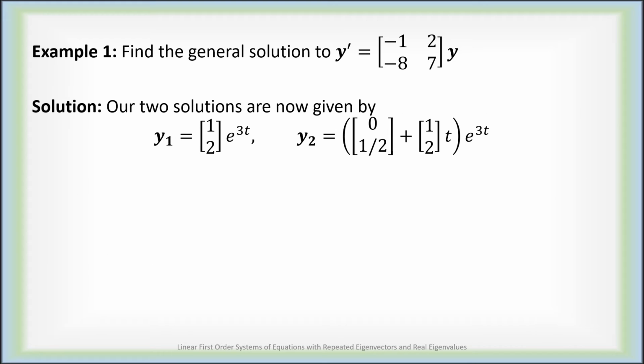So we now have two linearly independent solutions to our differential equation. They are the eigenvector times e to the eigenvalue t, and then the generalized eigenvector plus the eigenvector times t, times e to the eigenvalue t. This means our general solution is of the form c1 y1 plus c2 y2, where y1 and y2 are given above.